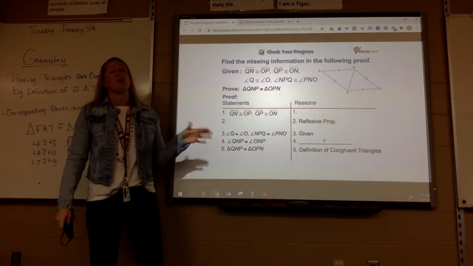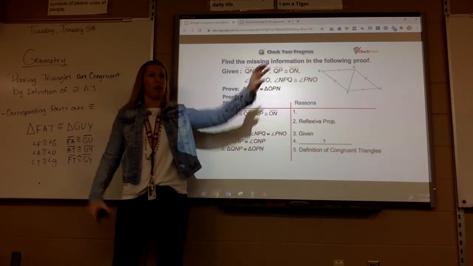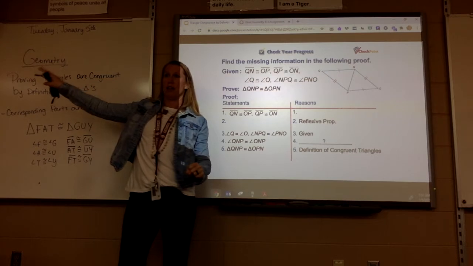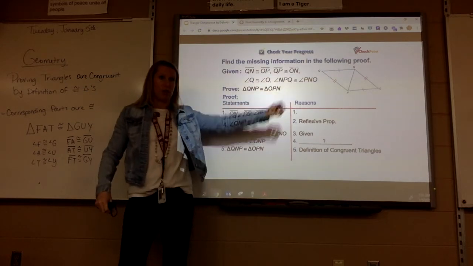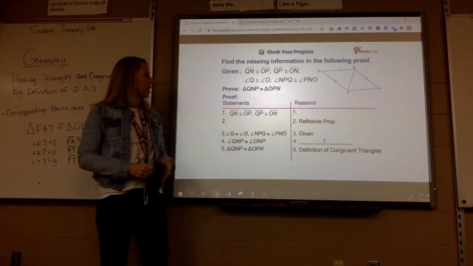Okay, so in order to prove that triangles are congruent, you have to prove that all three angles in one triangle equal all three angles in the other, and all three sides in one triangle equal all three sides in another, and that's the definition of congruent triangles.